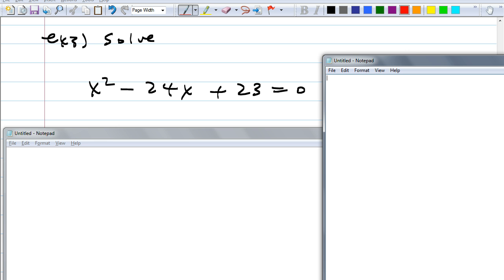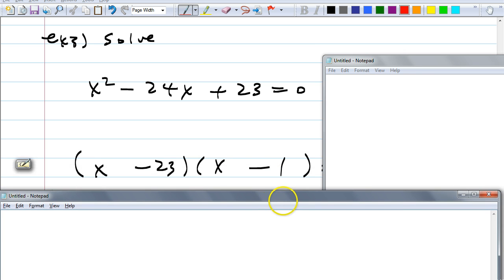You use the zero product property. This is already set up so that it equals 0, right? So is it easy to factor this trinomial? Yeah, because look at the leading coefficient. It's 1. So you're really thinking, what two numbers multiply to 23, and when you add, you get negative 24? Anybody know such numbers? Exactly. Negative 23 and negative 1. When you multiply negative 23 times negative 1, you get 23. When you add them together, of course, you get negative 24.